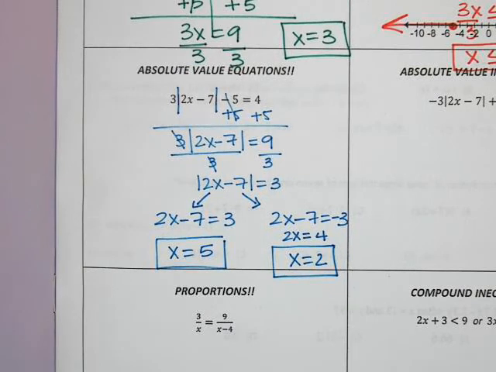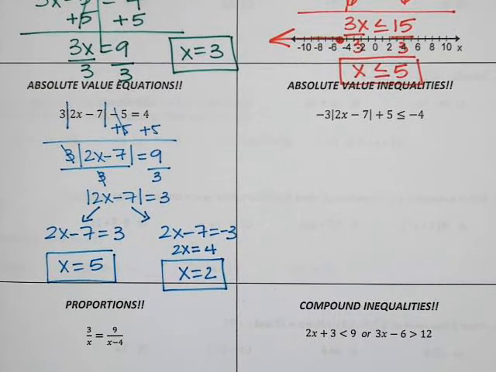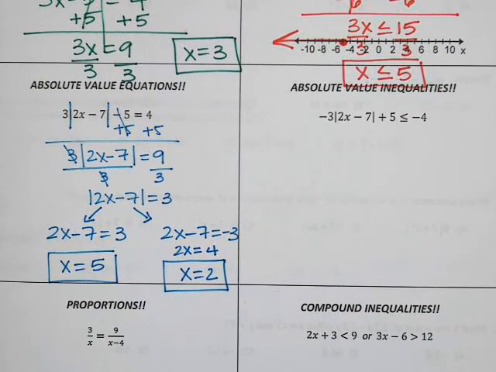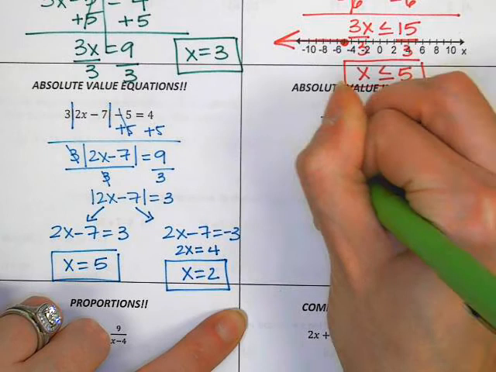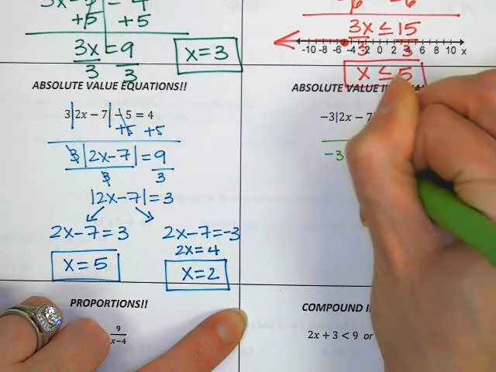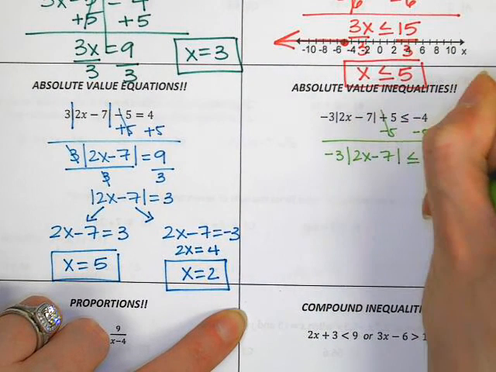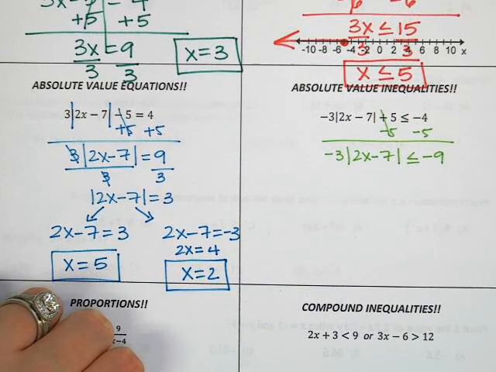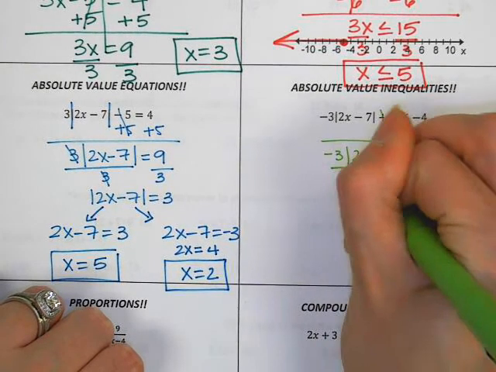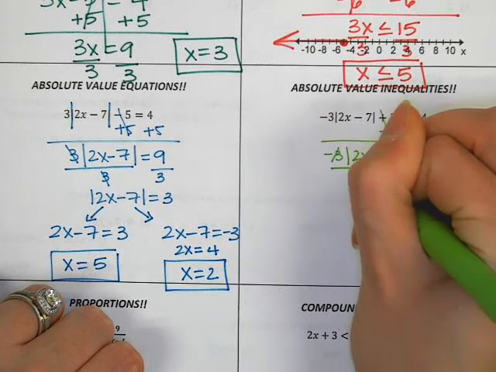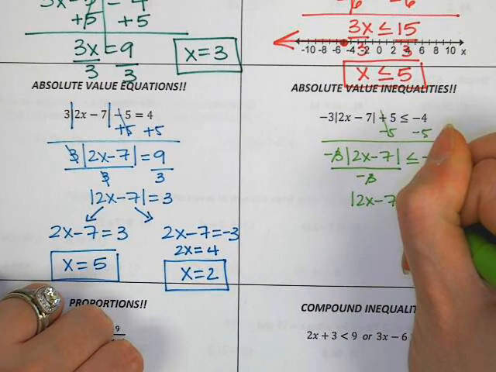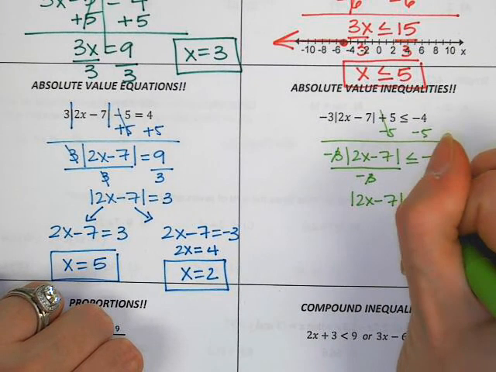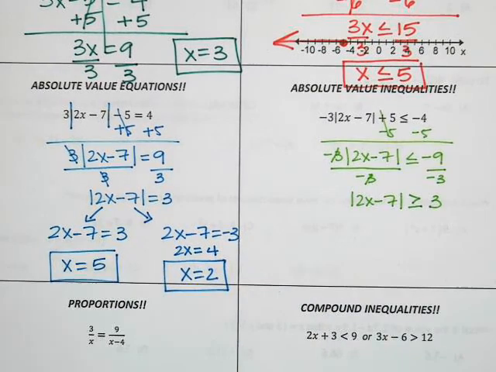Okay, moving on. Absolute value inequality, you isolate first and then set up an and or an or. So to isolate first, we minus the 5 and get -3 times absolute value of 2x minus 7 is less than or equal to -9. And then divide both sides by -3. Those cancel. We get 2x minus 7 is, we divide it by a negative, so we switch the symbol and we get 3.